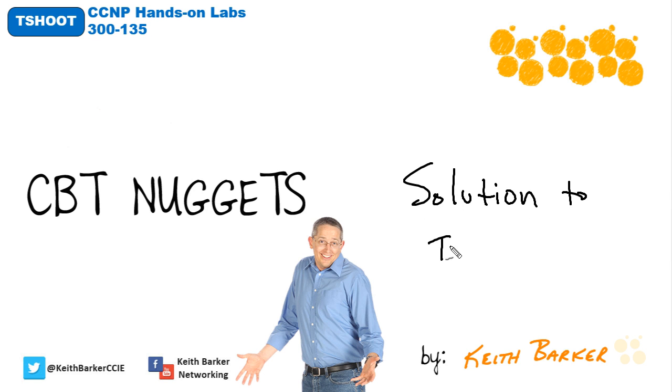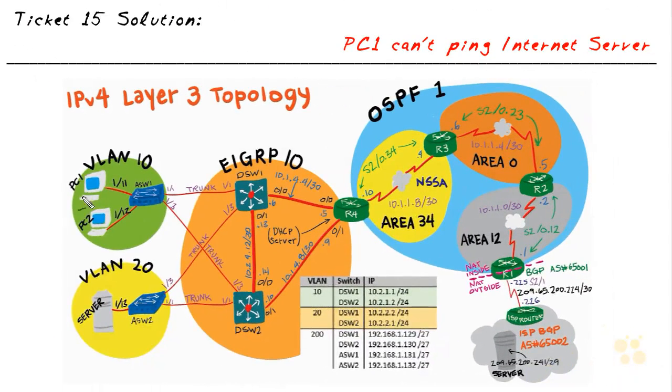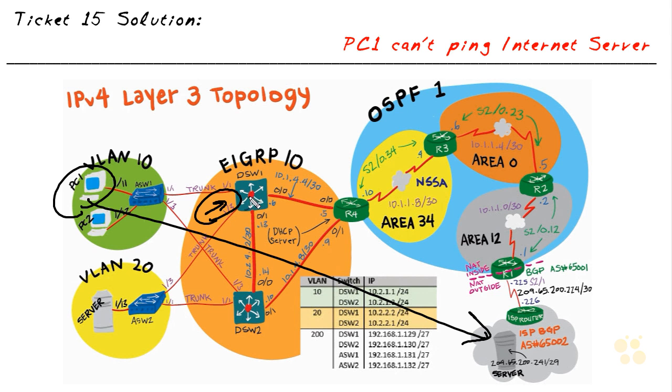In this nugget, you and I get to walk through the solution for troubleshooting ticket number 15. In this troubleshooting ticket, PC1 is unable to ping the server on the internet. Because PC1 is in VLAN 10, let's go ahead and make a preemptive strike. We'll bounce the VLAN 10 interface on DSW1. We'll give PC1 an IP address, and then we'll dive into the troubleshooting.